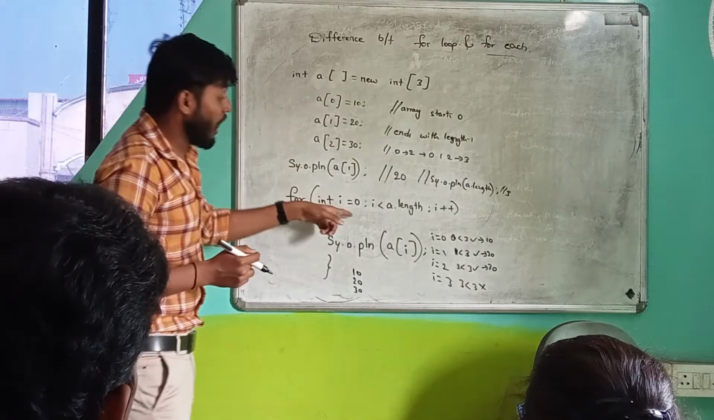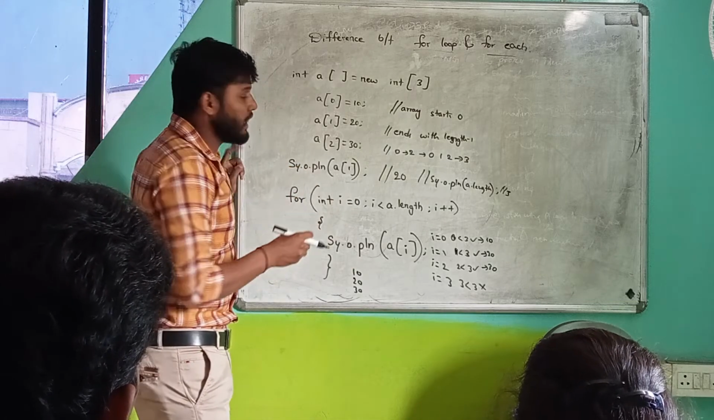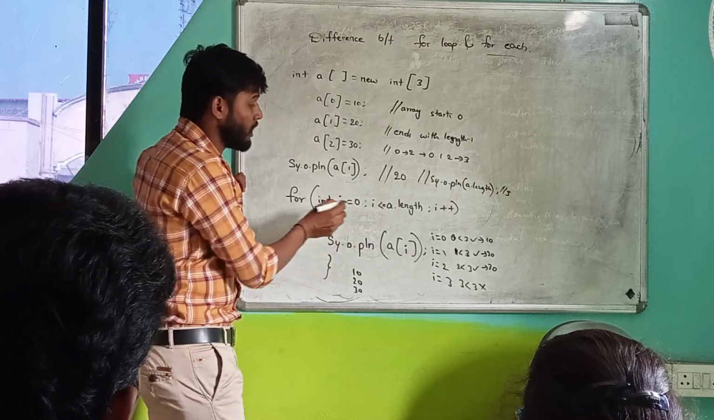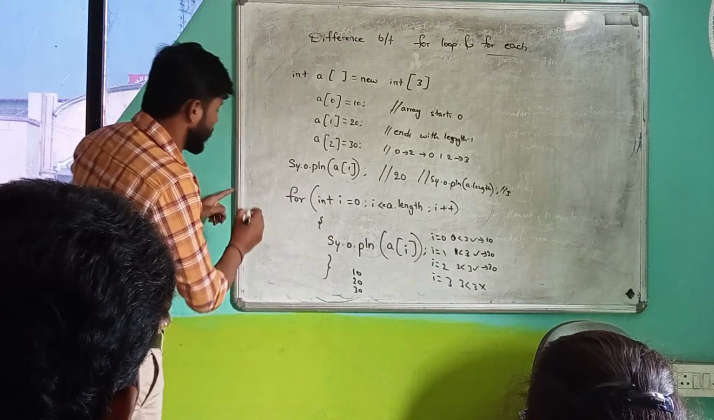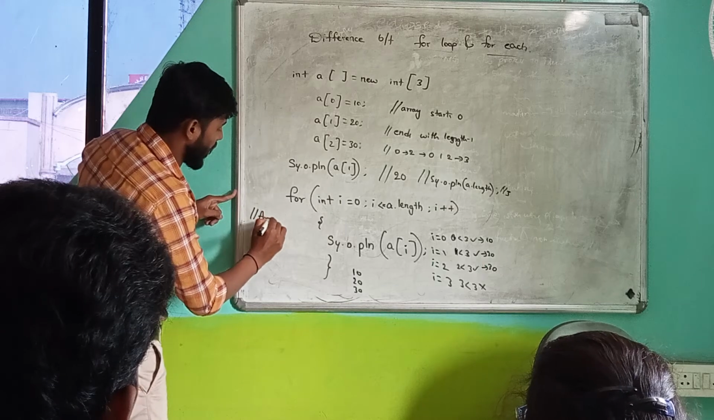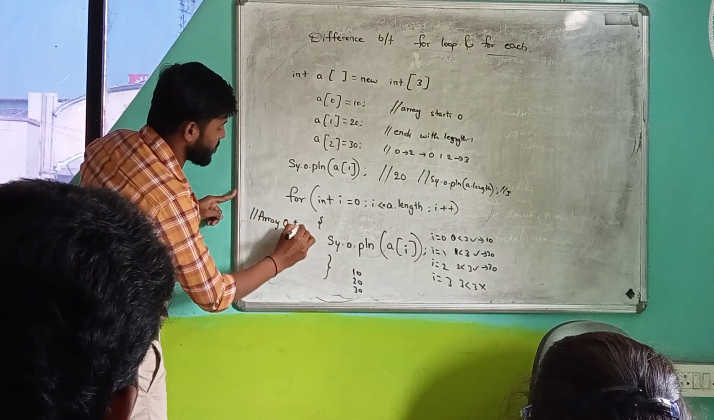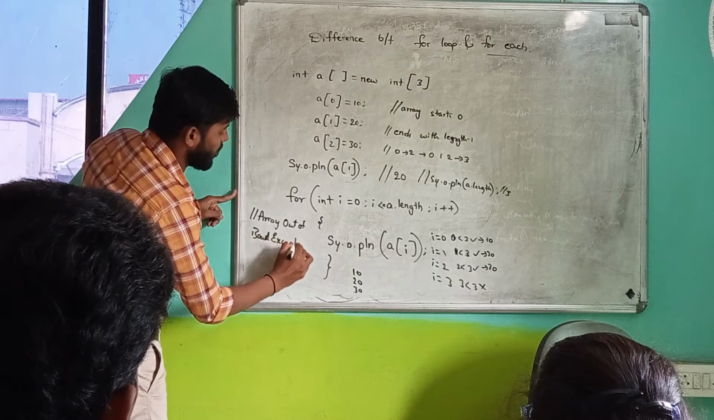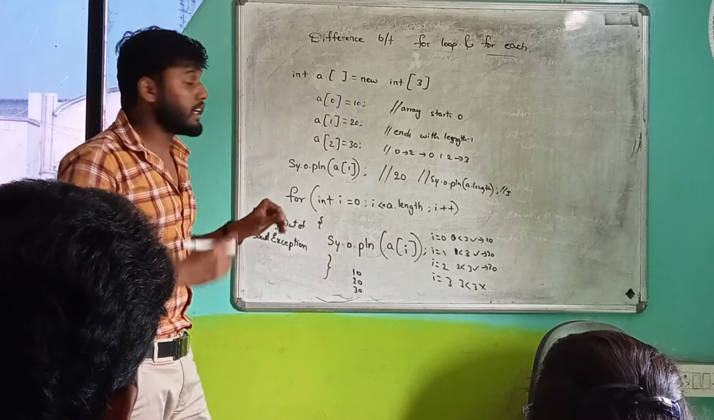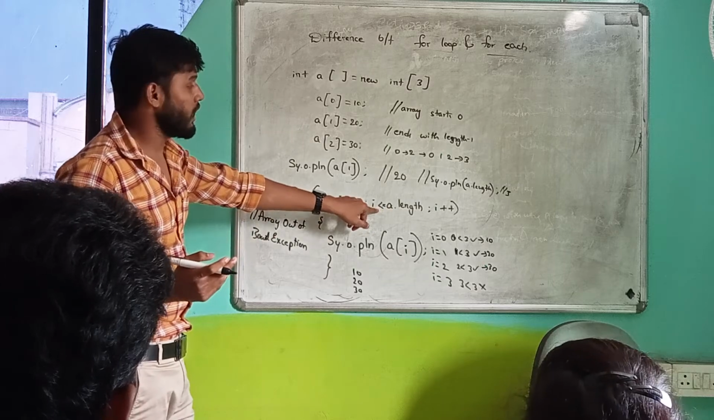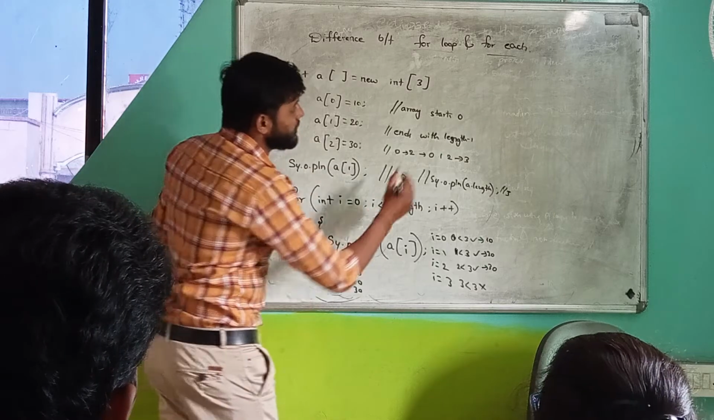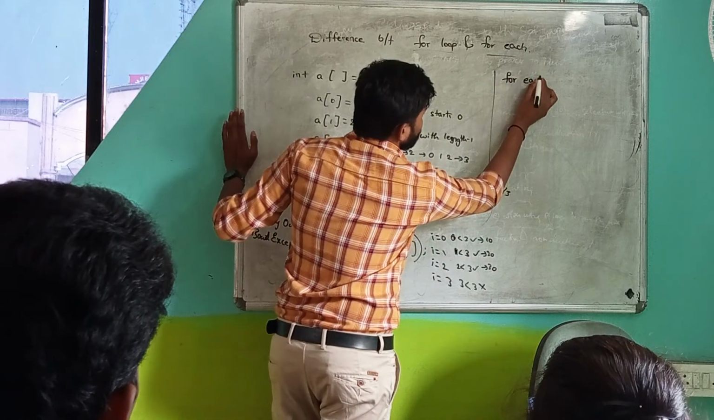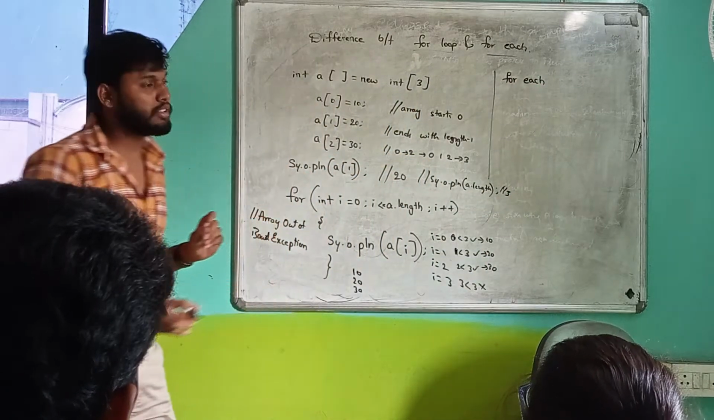In this for loop, if at any time we use less than or equal to a dot length, we get an array index out of bounds exception. So when you are writing long programs, it can cause some exceptions. That's why in Java they introduced the for each loop. Which loop is it? For each loop. We can name it an advanced loop also.